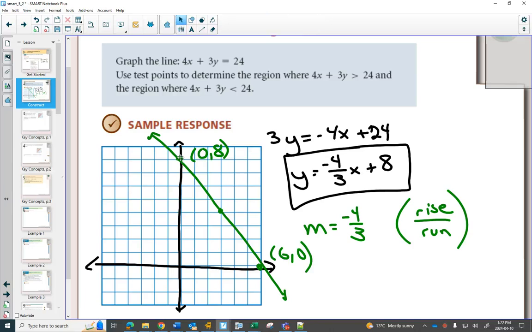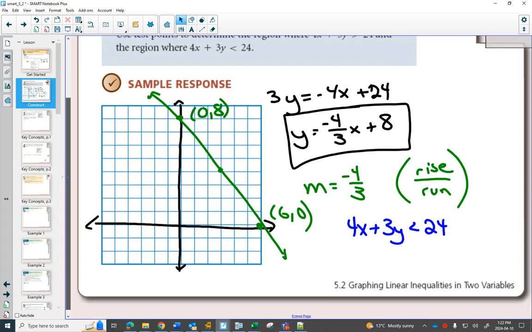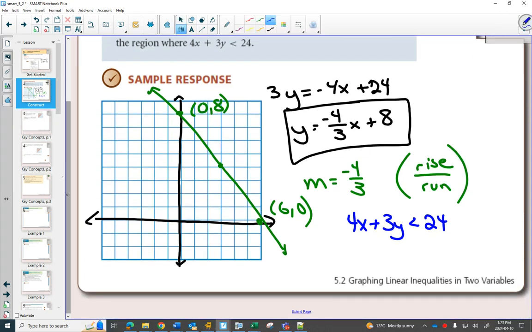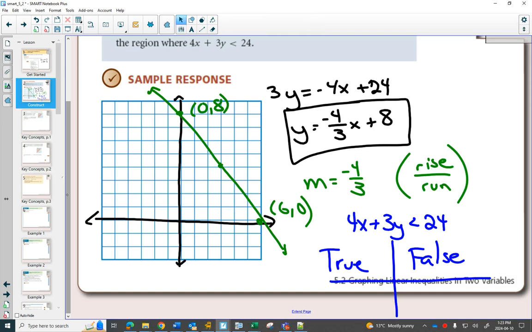Now what we're going to look at is equations like this blue one. 4x plus 3y is less than 24. Now I'm going to tell you, there's a ton of different answers that make that true. Can someone tell me a point that makes this true? And can someone tell me a point that makes it false? So, for example, you can pick any point anywhere.